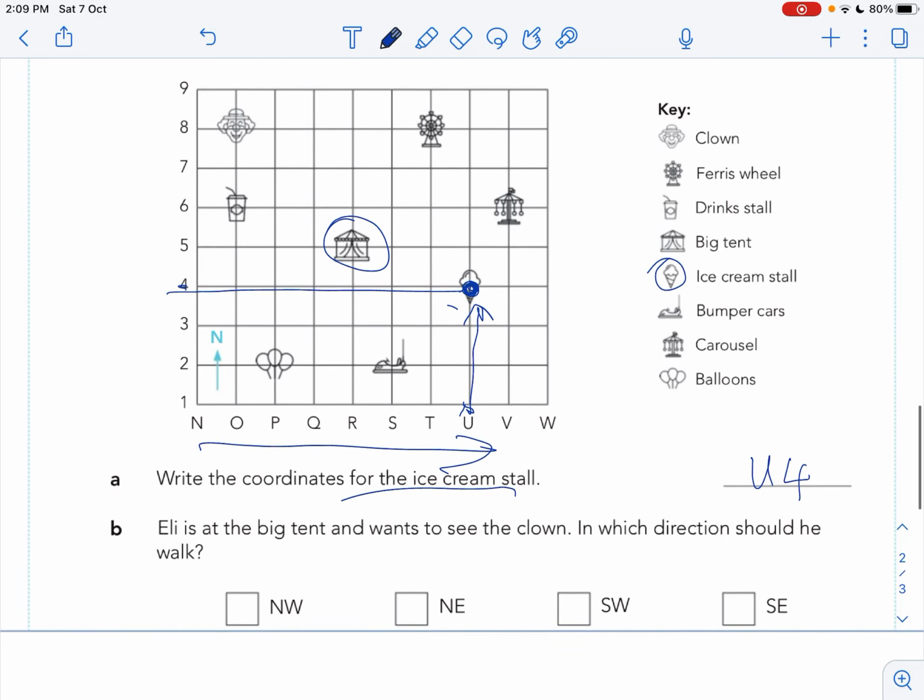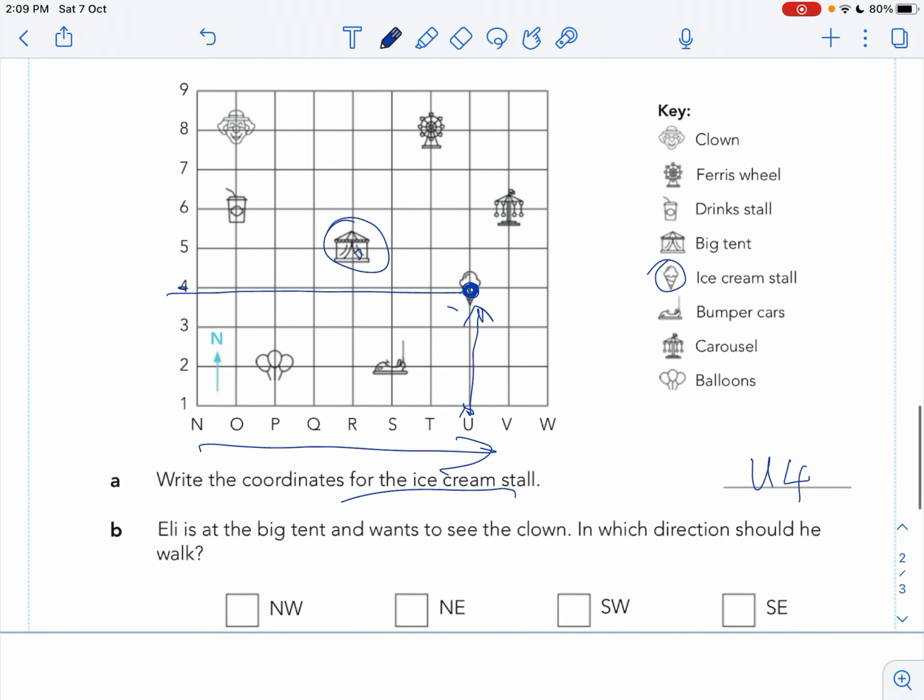So Eli's at the big tent and wants to see the clown. So here's the big tent. Which direction should he walk? Okay, so he wants to see the clown. Here's the clown here. What direction is it from there to there? Right, here's north. It's showing there. This is west going that way, so it is northwest.